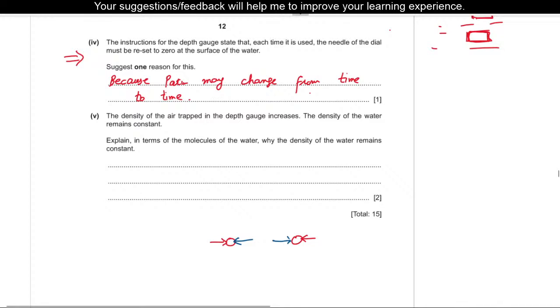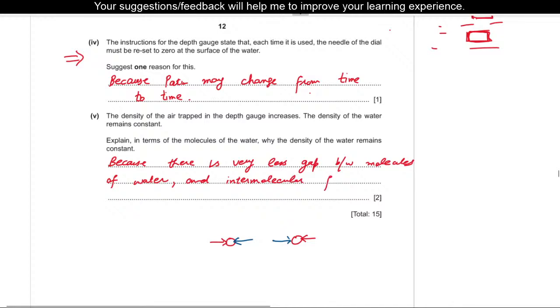So we can write it here: because there is very little gap between molecules of water and intermolecular forces are large.